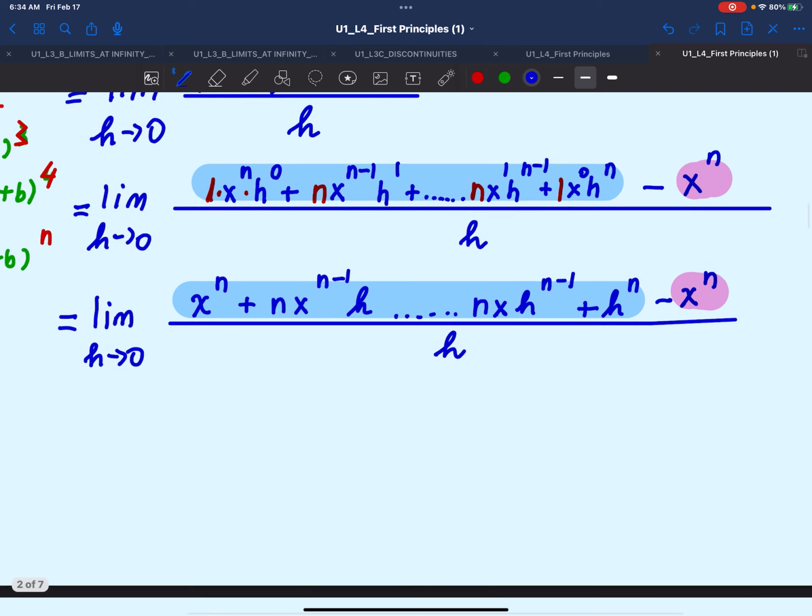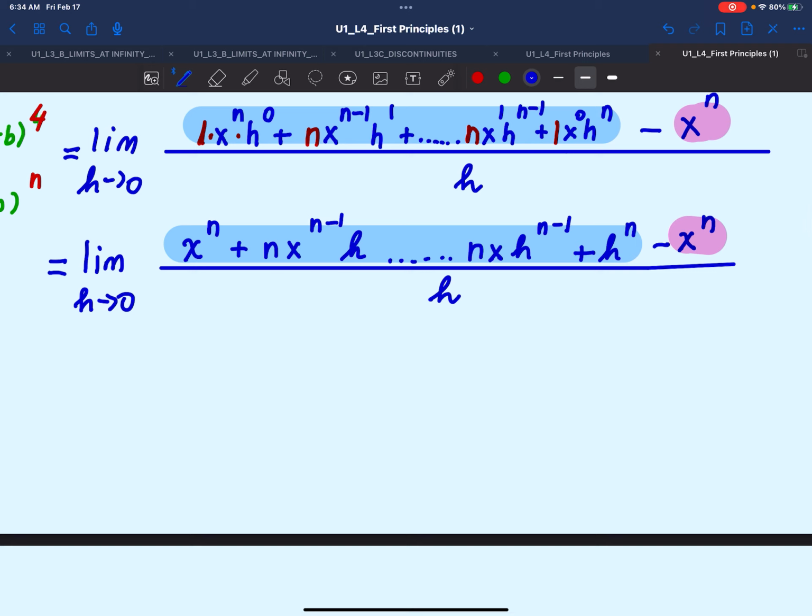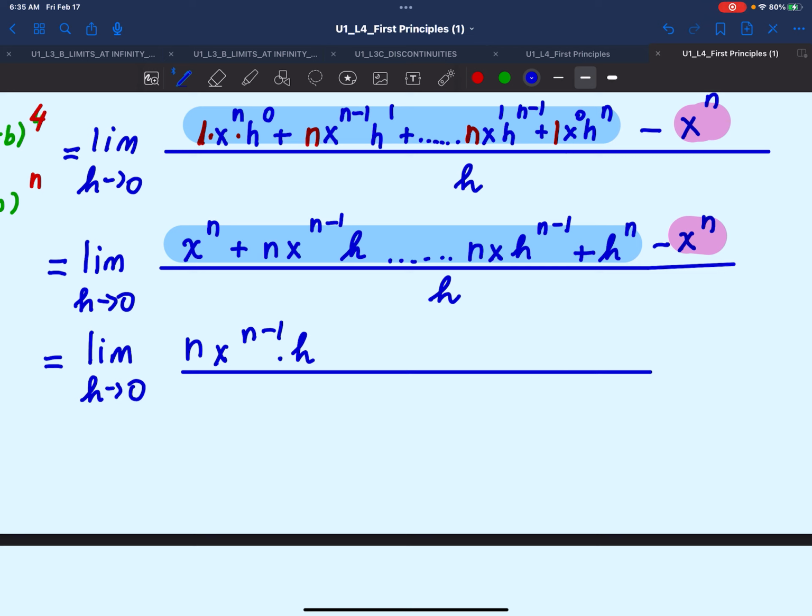And now let's take another look at this expression. We are going to look for terms that simplify, and you probably notice how x to the power of n and negative x to the power of n here will simplify to 0. So we'll have to rewrite this limit one more time. We'll say that's the limit as h approaches 0 of n x to the power of n minus 1 times h, and then plus a bunch of terms, and then n x times h to the power of n minus 1 plus h to the power of n, over h.